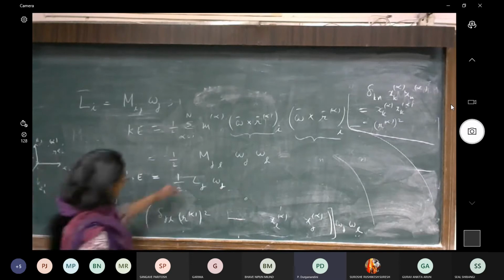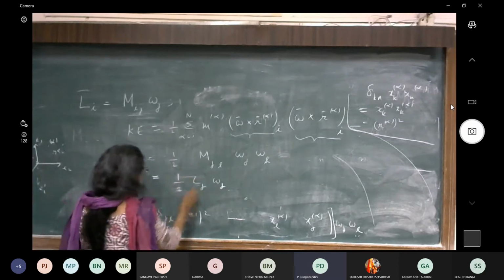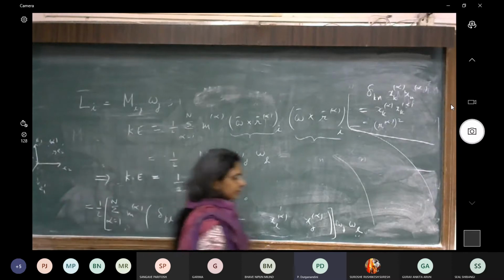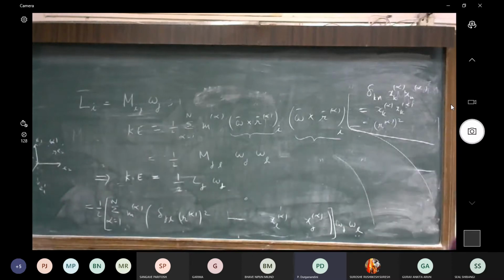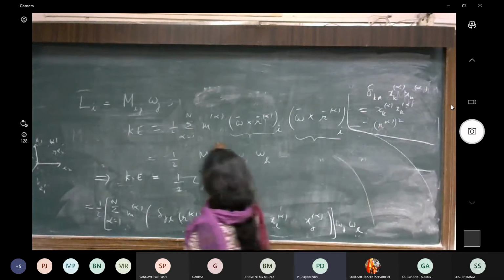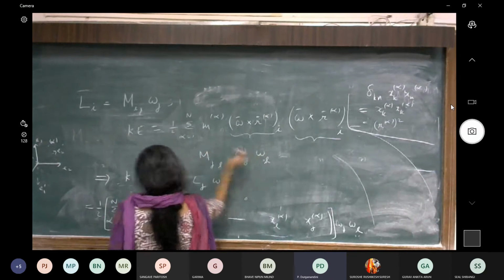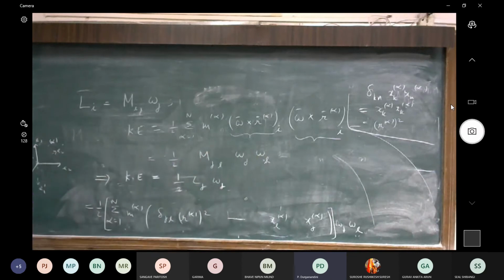And further, what this also tells you, because now this is like the contraction of two vectors, is that the kinetic energy must be a scalar. Or from here directly, if you look, it's a second rank tensor being contracted with two first rank tensors, so therefore the resultant must be a scalar.